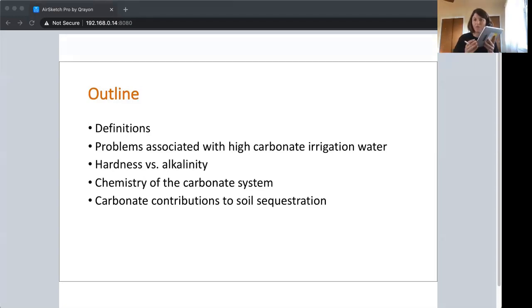Also, I want to note that I'm using an iPad here to point. I have a pointer, and I'll be drawing occasionally. For instance, here, I forgot to put in carbon. So soil carbon sequestration, you'll see what that looks like, drawing on these slides. I won't subject you to too many of my bad drawings.